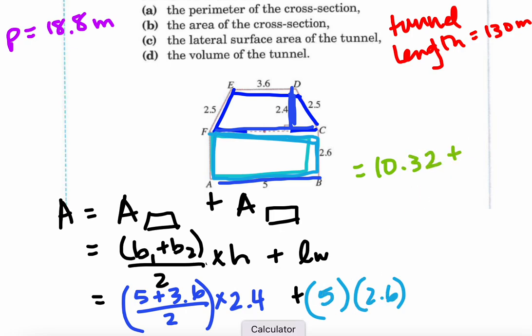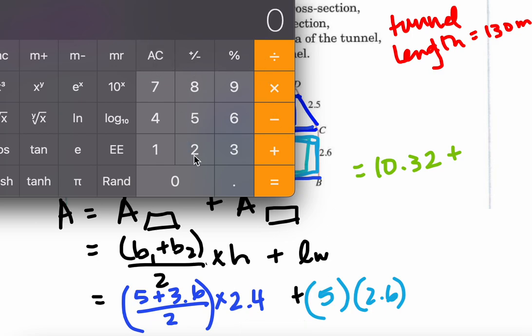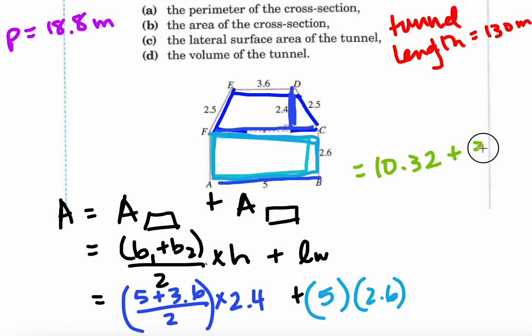Okay, plus, we're not going to add yet. We still have this multiplication to solve, because according to PEMDAS, we got to do that first. We have to add at the very end, unless it's inside our parentheses, then that goes first. Plus 13 is that answer. So we add at the very end 23.32.